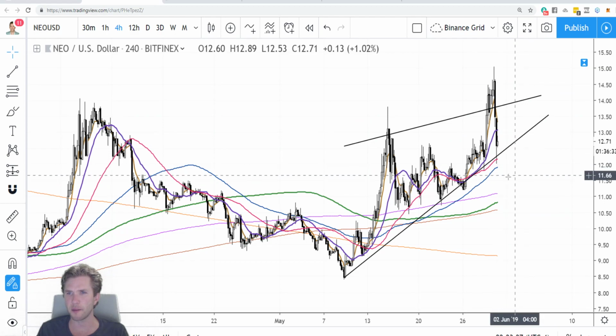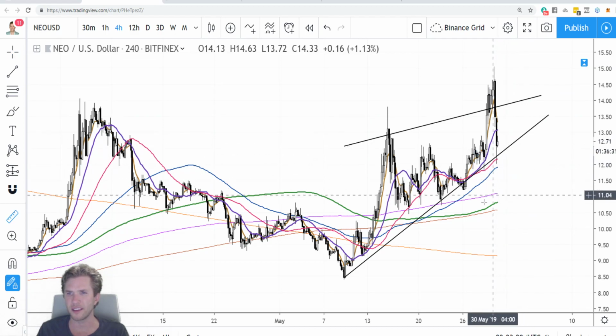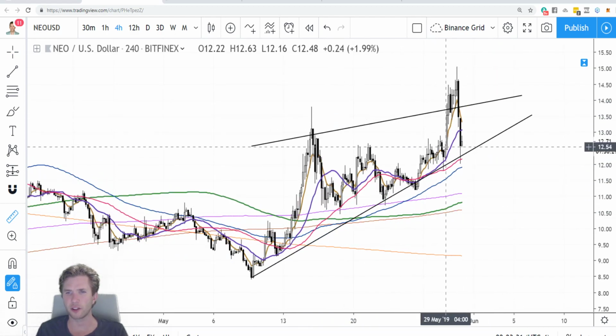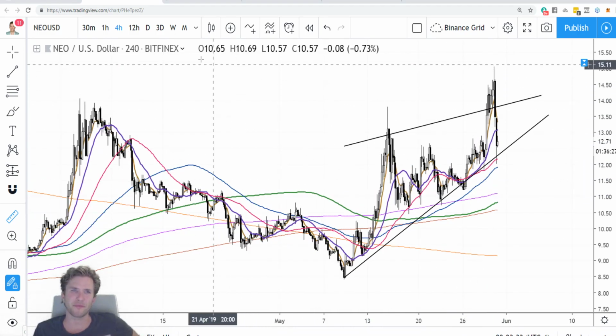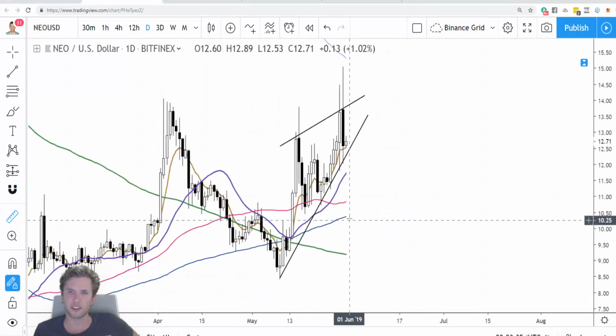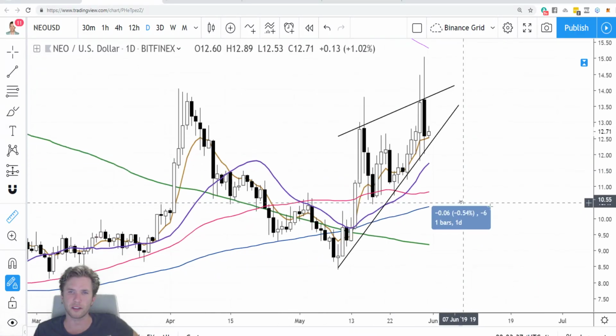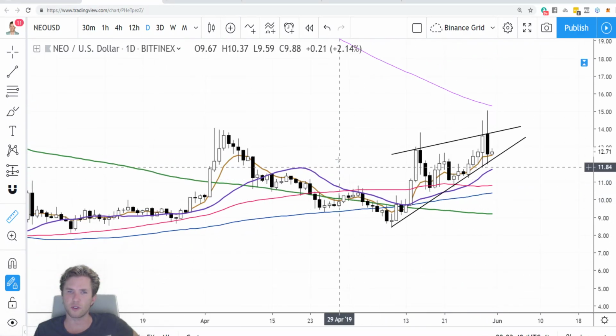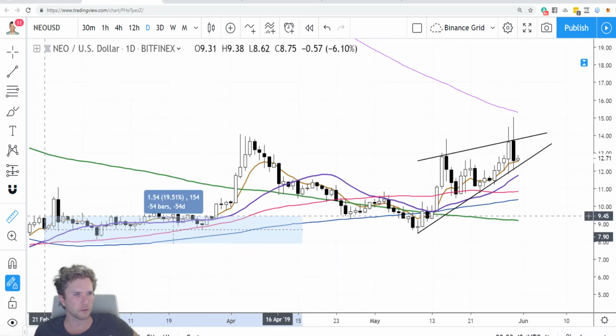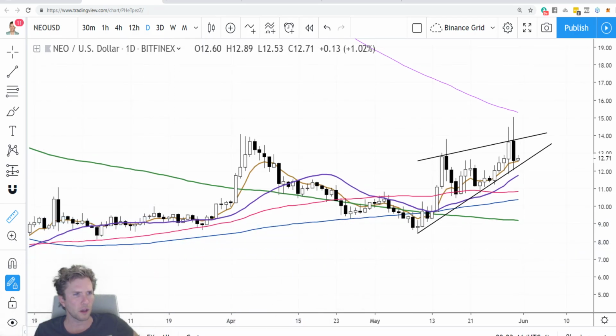Looks like the 100 MA, but yeah. So I'd have to look at it a little bit more, but this chart's not super clean. There's no good SR levels that we can kind of work off of. Okay, let's look at Raven.